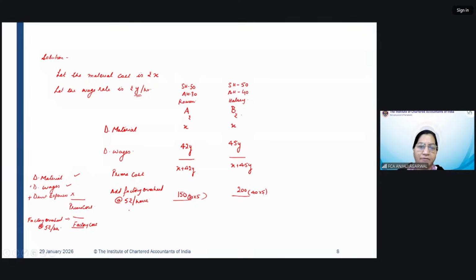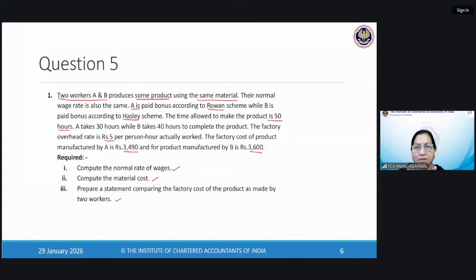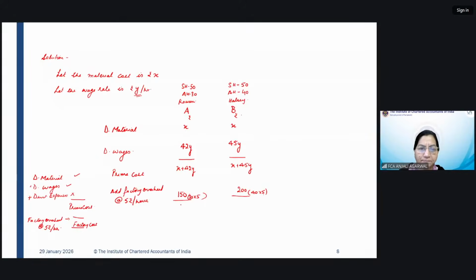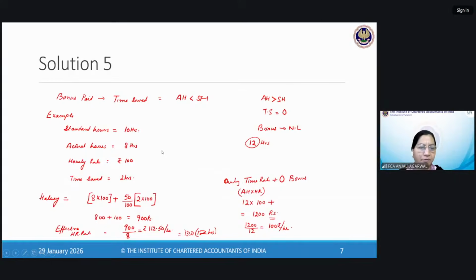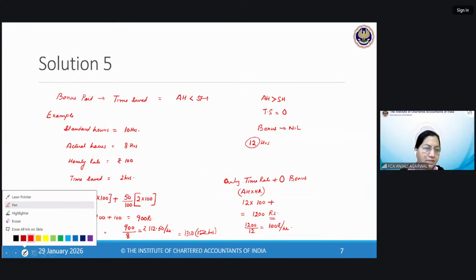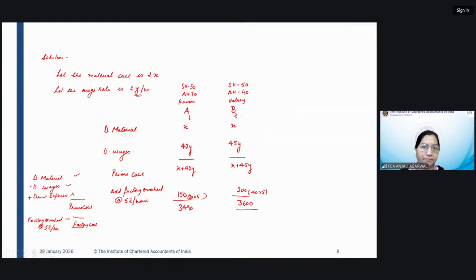And therefore, the factory cost will be calculated after applying the factory overheads, which is given in the question as 3490 and 3600. Is it clear? This cost is given in the question. The factory cost is 3490 for A and 3600 for B.